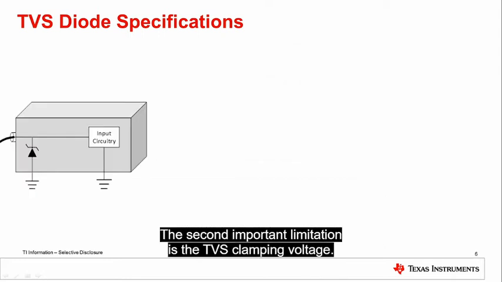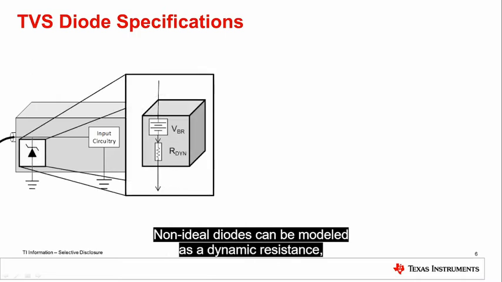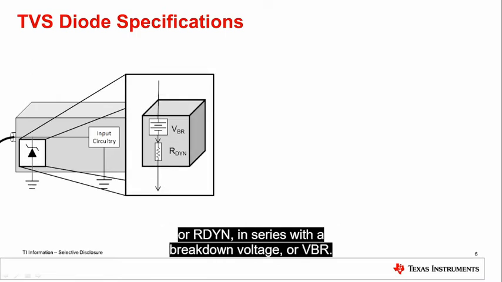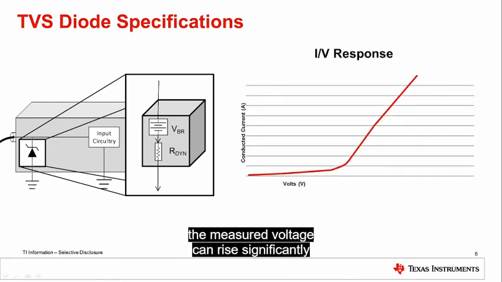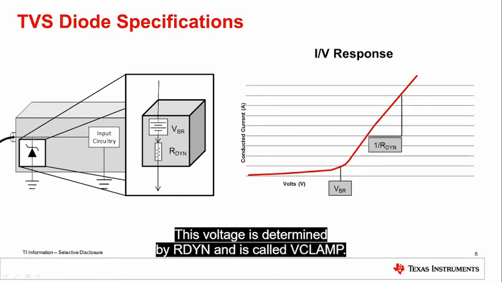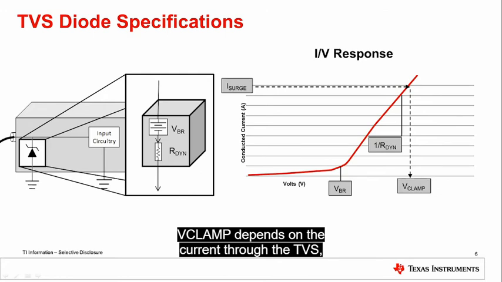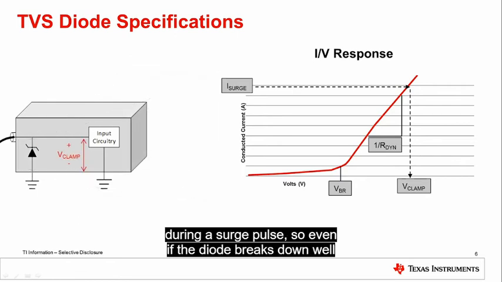The second important limitation is the TVS clamping voltage. Non-ideal diodes can be modeled as a dynamic resistance, or R-dyne, in series with a breakdown voltage, or VBR. This means that when current flows through the TVS, the measured voltage can rise significantly above the diode breakdown voltage. This voltage is determined by R-dyne and is called V-clamp. V-clamp depends on the current through the TVS, so it will always be defined relative to a surge current. V-clamp is the voltage that will be seen by a system during a surge pulse.